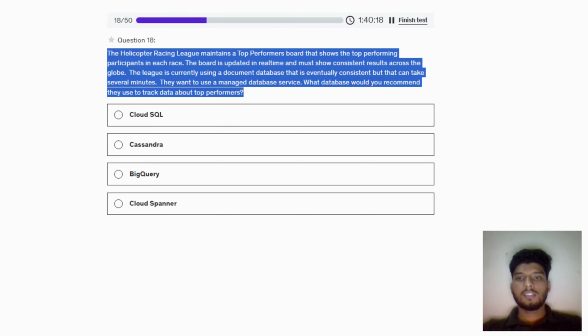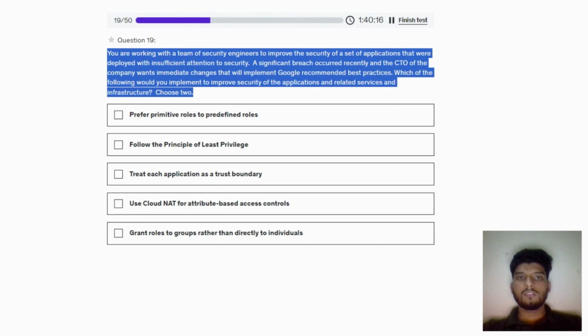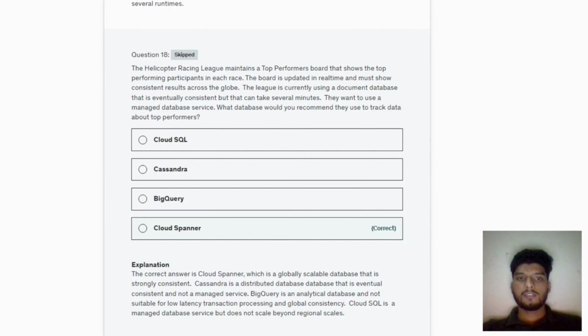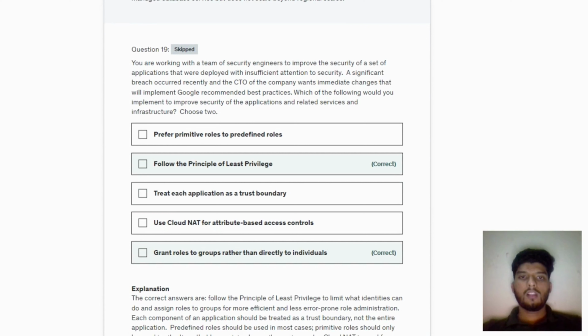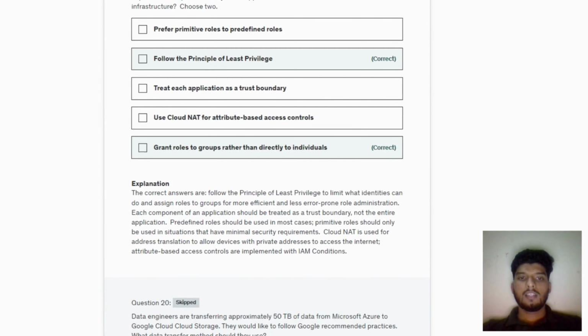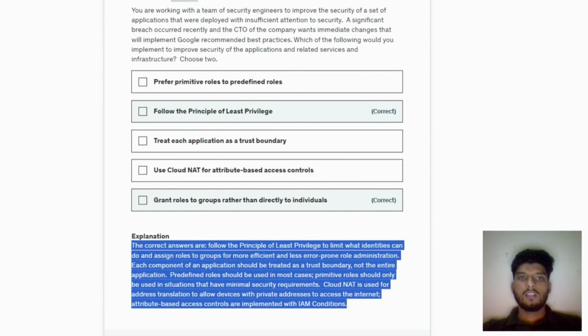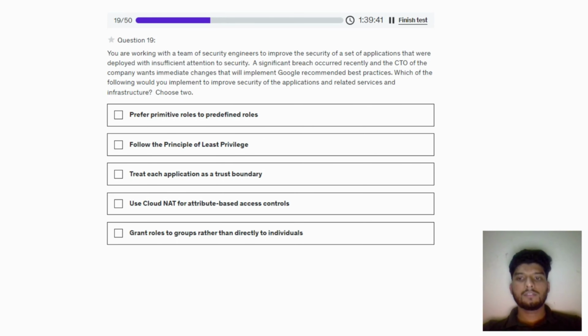The question 19 is, so in this question 19 you have to select the right two options from the five options. The right answer is follow the principle of least privilege and grant roles to the group rather than directly to individuals. And here is the explanation of question 19. And the next question is question 20.